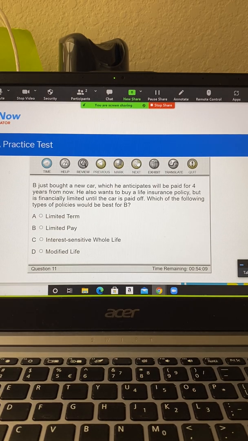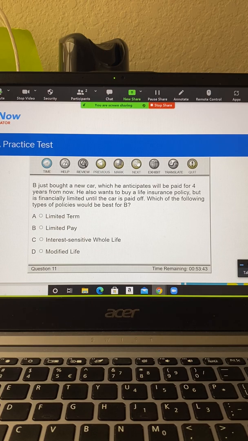Okay. So the first two letters of modified is what? M-O. What does M-O stand for? The first two letters of modified is M-O, and it stands for move once. Okay, move once. That premium is going to go up one time, and then it's going to be level after that.